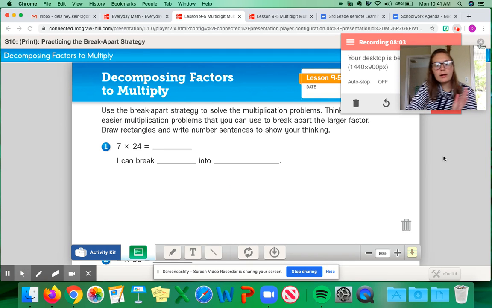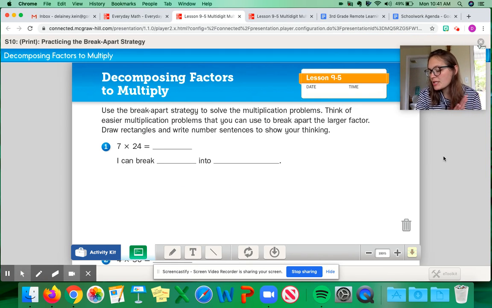Okie dokie, friends. So your assignment today is to work on page 836 in your math journal. I'm going to walk you through some of these problems. If you're feeling comfortable with decomposing factors to multiply, you can stop watching the video now. You don't have to continue. But if you'd like a little bit more practice with it, then I will take this time to help you practice. So go ahead and flip to page 287.